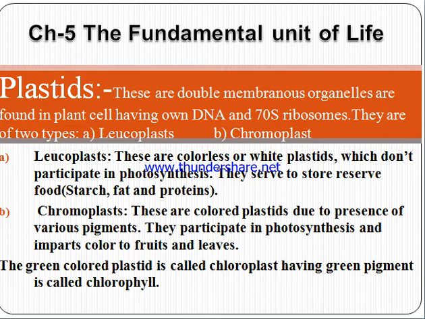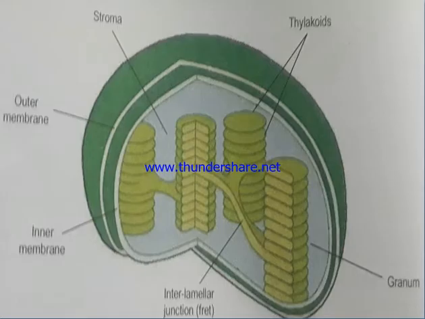Next we come to the plastids. These are double membrane organelles found in plant cells having DNA. They are of two types, leucoplast and chromoplast. Leucoplasts are the colorless or white plastids which don't participate in photosynthesis, but chromoplasts are the colored plastids. They have the green colored pigment called chlorophyll, which helps in photosynthesis. This is the structure of plastids.